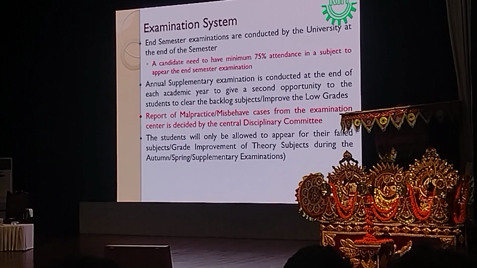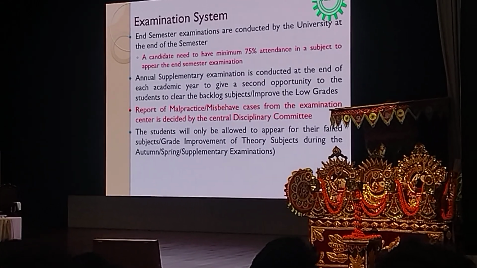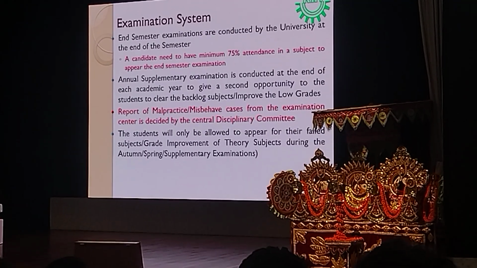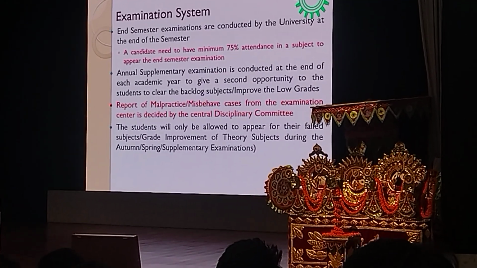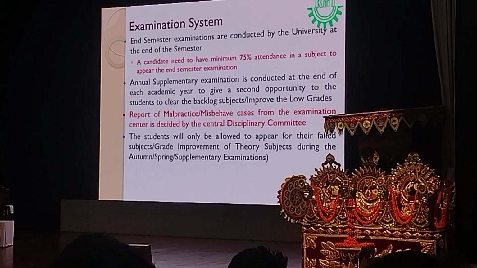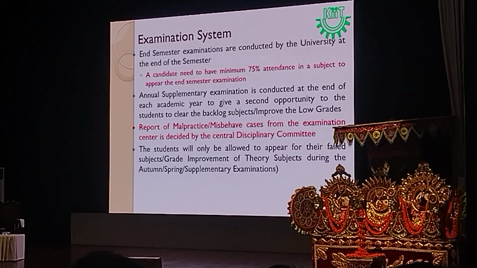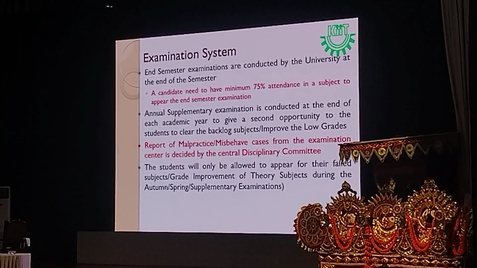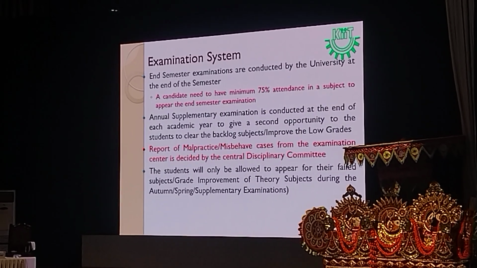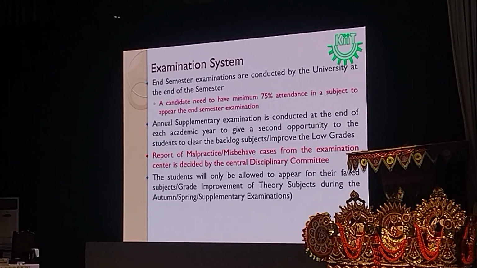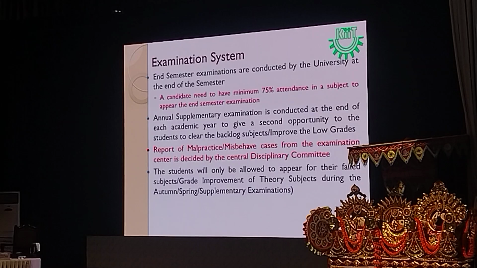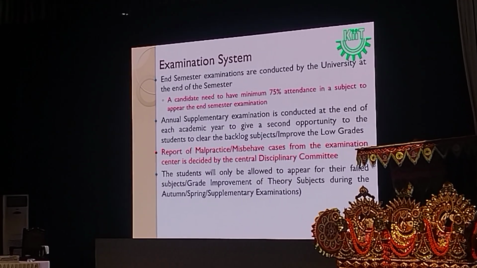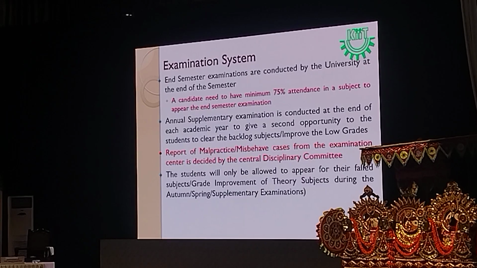Students will only be allowed to appear for their failed subjects or grade improvement of theory subjects during the supplementary examination, that is the second point, and also in the autumn or spring semester. That means, suppose you have a backlog in first semester, so after first, second, you will get a summer break. During that summer break, there will be a supplementary examination. You will get a chance to appear for the backlog of first semester after second semester during the summer.